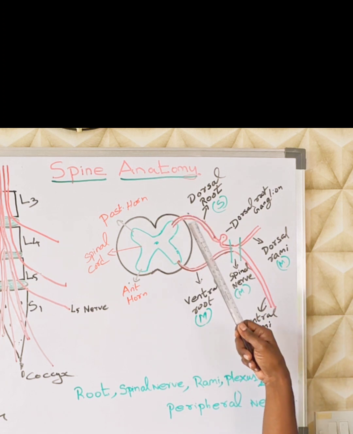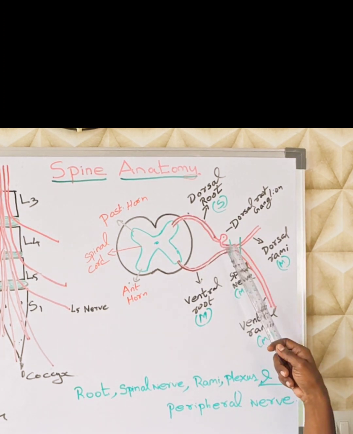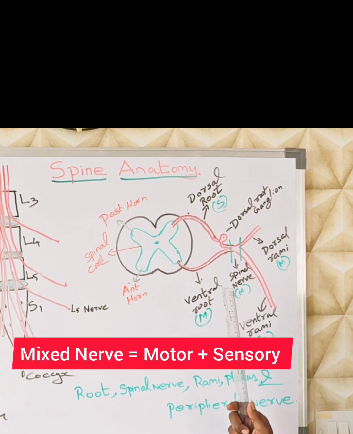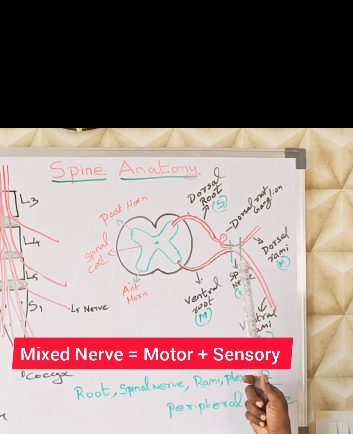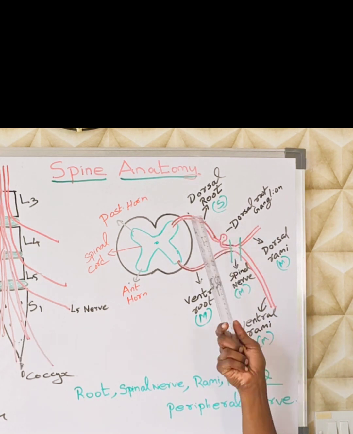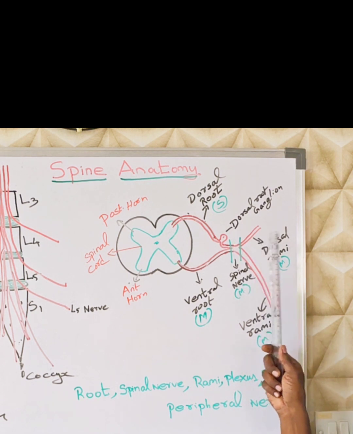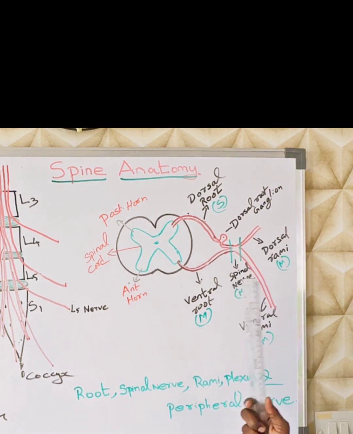So in each segment of the spinal cord, we have an anterior root, or ventral root, and a dorsal root, and these two roots join together to form a spinal nerve. At this level, the spinal nerve is a mixed nerve, which carries impulses from both the anterior root and the posterior root. That's why it's called a spinal nerve, because it is at the junction where the nerve is exiting from between two vertebral bodies.